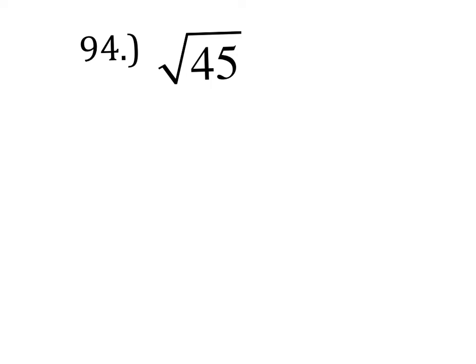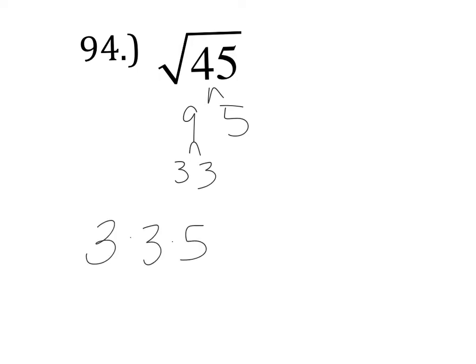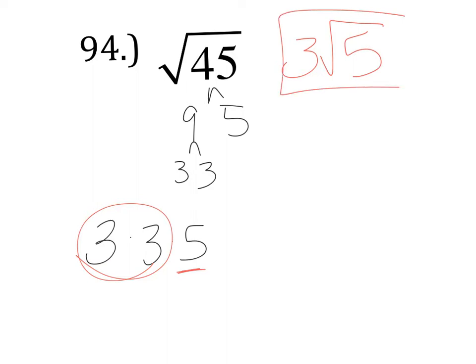Taking a look at number 94, we're going to factor this out to the prime factorization. So we have 3 times 3 times 5. I have a pair of 3's and I have a 5 left over. So we will have 3 times the square root of 5.